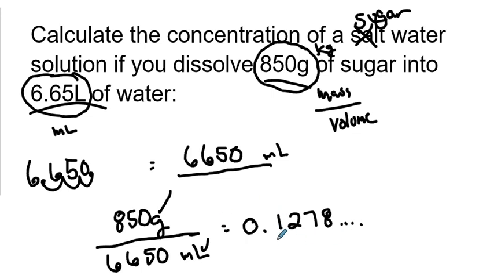So I have 0.12. Remember, when you're rounding, you always have to look at the next number to see if you round this up. If this is 5 or higher, then we do round up. So this is going to become 0.13, and my units are grams divided by milliliters.